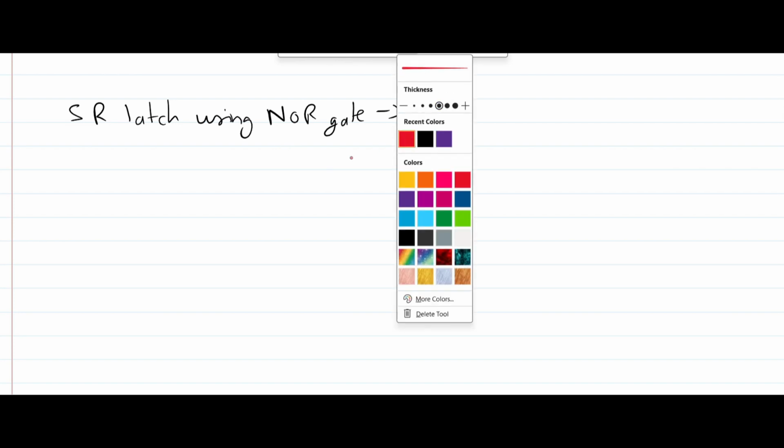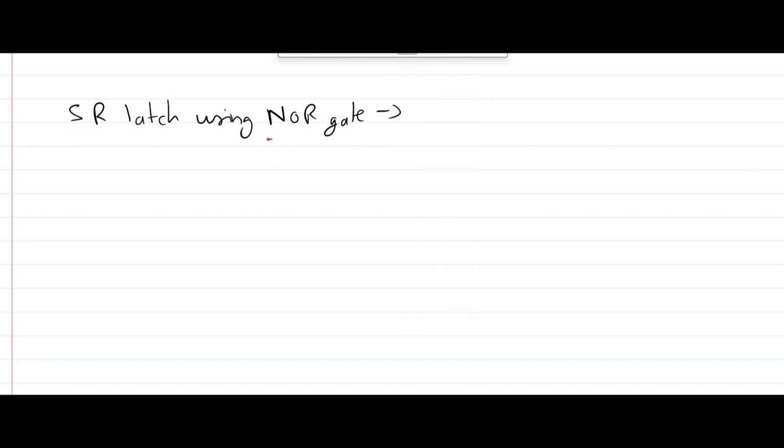So in this lecture I will focus on SR latch using NOR gate, and this topic will be really easy for you if you got the points in SR latch using NAND gate in my previous lecture. So for this SR latch using NOR gate we will use two NOR gates with inputs S and R, and outputs Q and Q bar.